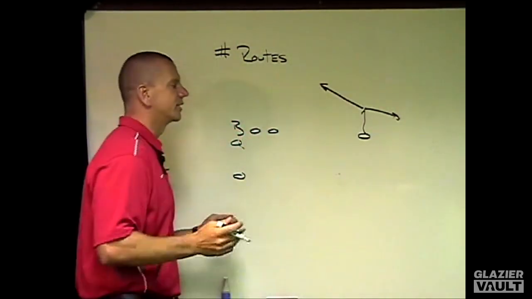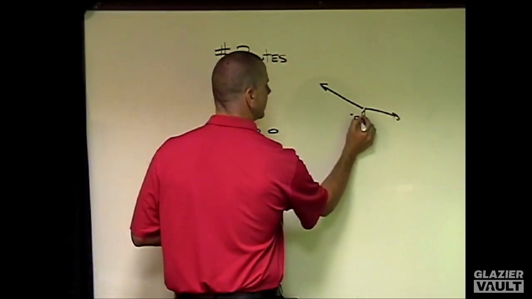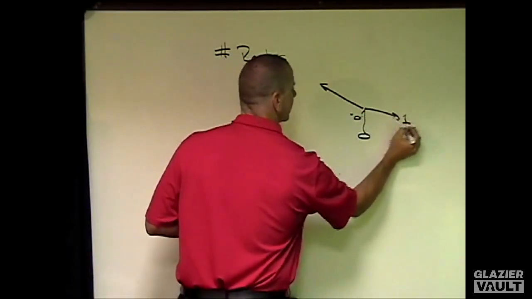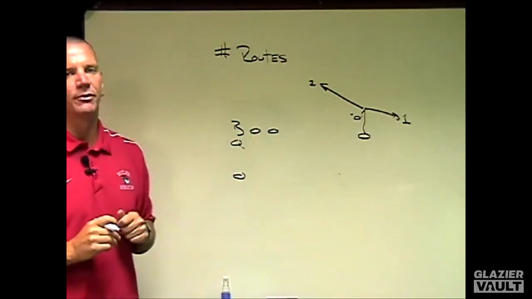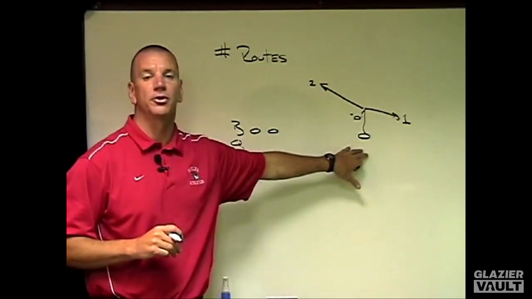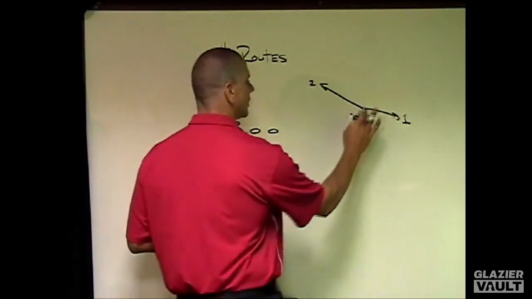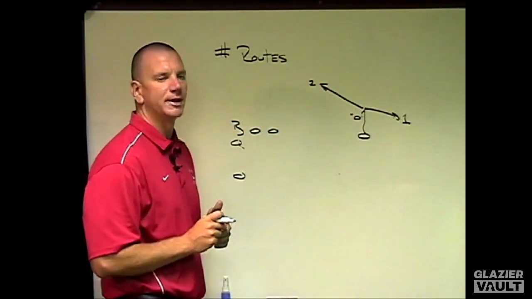Next route off of it is the slant. Let me put some numbers in here for you. So this is our 90, 91, 92. Now we've got a couple of different slants, and one of the slants being from the outside is the 3-step slant. So again, we're looking at 3rd step in the ground, and you're breaking hard towards the inside.